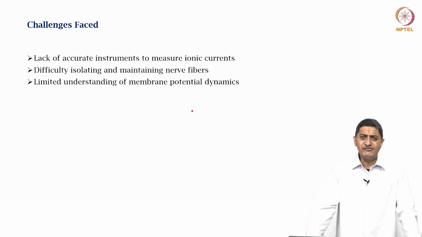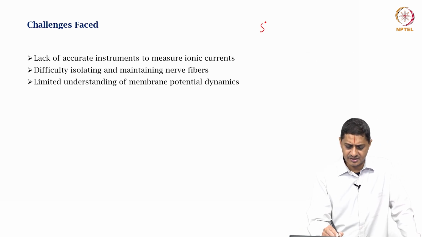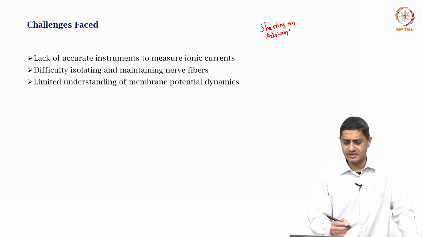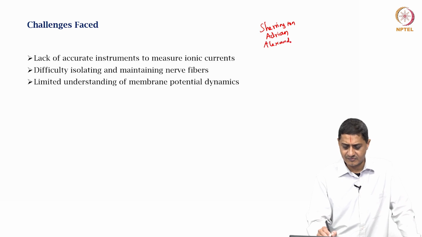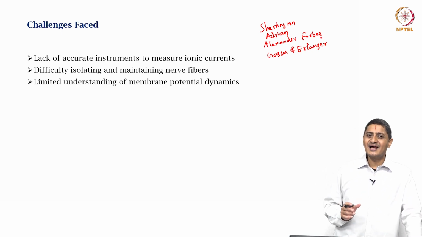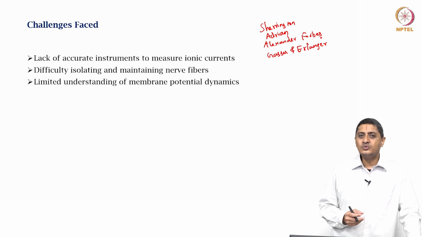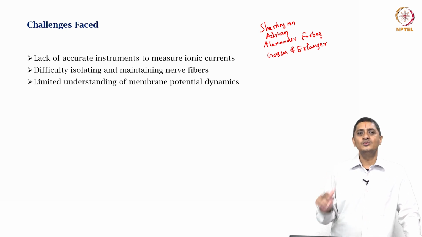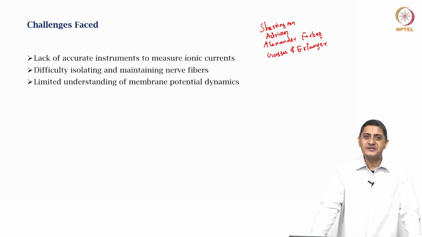Despite the significant contributions made by stalwarts and legends like Sherrington, Adrian, Alexander Forbes, Gasser and Erlanger, the methods still did not have the accuracy that you needed to describe what happens within a neuron, what happens at the membrane potential level.